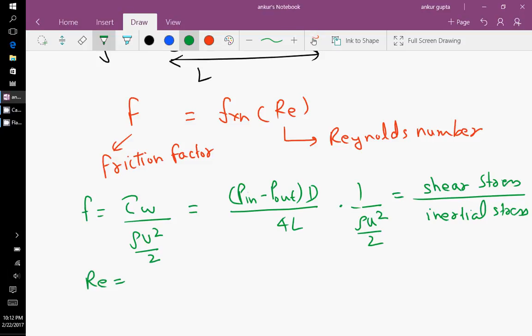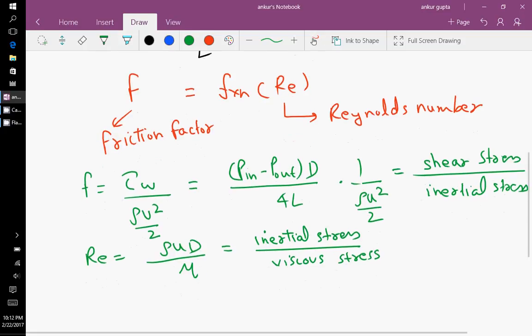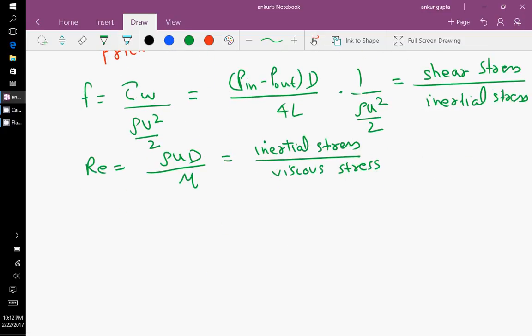And for Reynolds number, we know that that is rho u d by mu, and this is the ratio of inertial stress to viscous stress. Now, like I said, we are only concerned with laminar flow for flow circuit analogy, and you may remember that for laminar flow, we know the correlation F is equal to 16 by Re.